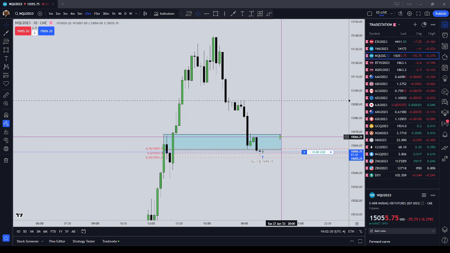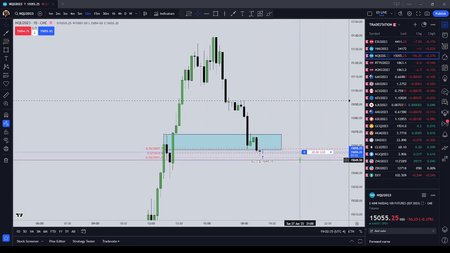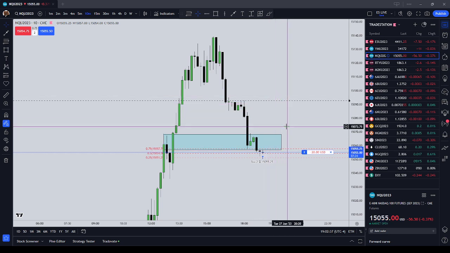But I wanted to bring you some information as to why I took the long here, where I would place the stop loss, and what I'd be looking for in terms of a target. So, why did I get long on the Nasdaq?